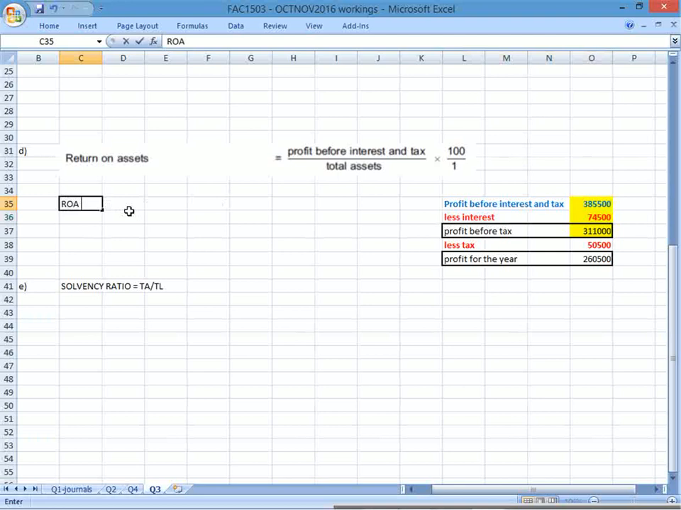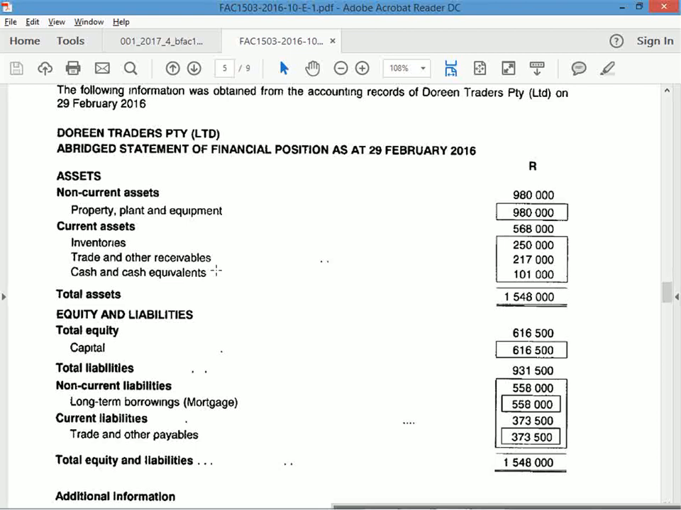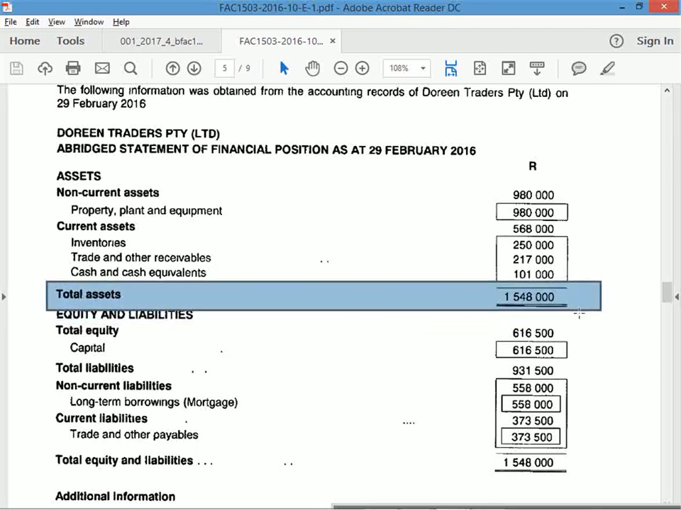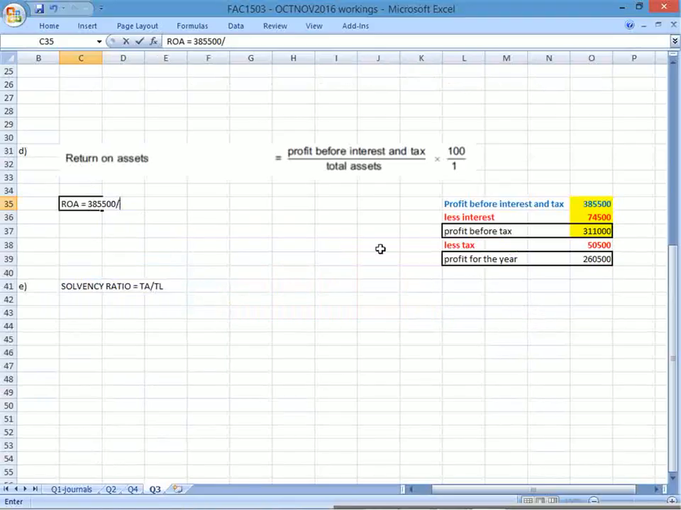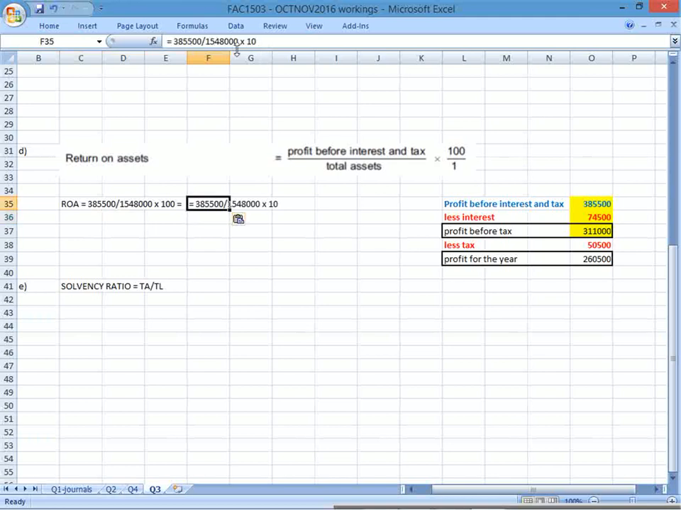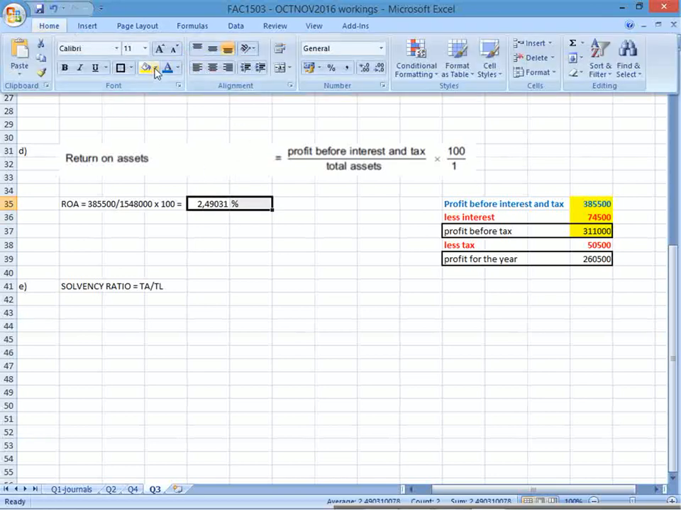Yes, so ROA equals 385,500 divide by, what are my total assets? Yes, the 1,548,123. Okay, times 100 equals a percentage. Okay, 2.49%. That's very small, very low.